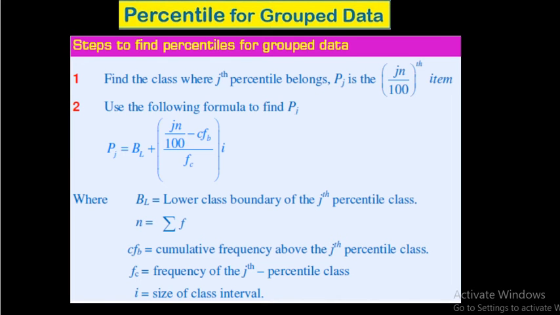Hello, welcome back. In this video, we'll be learning percentile for group data. Percentile is the same as dividing a given data into 100 equal parts. First of all, the data has to be arranged in ascending order, and then we are going to apply the formula here.